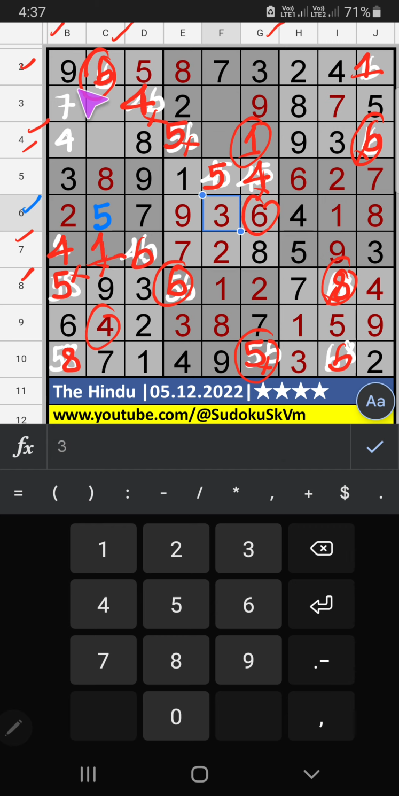Then column B, 2 numbers are remaining, 1 and 7. Third row we have 7, so 7 can't come in the cell, 7 is confirmed here, then 1 is here. Then first grid, 2 numbers are remaining, 2 and 3. 4th row we have 3, so 3 can't come in the cell, 3 is confirmed here, then 2 is here. Then 4th row, only 1 number is remaining, 4 is confirmed here. Then column F, only 1 number is remaining, 6 is confirmed here.